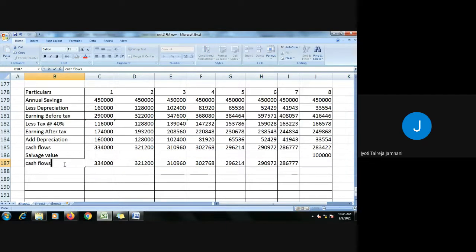So it will be a part of cash flows. Salvage value is received only once in the lifetime, that is at the end of the life of the machine or the end of the life of the project. So here it will be 2 lakh 83,422 plus 1 lakh, that is salvage value. 3 lakh 83,422 will be the cash flow for the last year. Till here, any doubts? Anybody, please ask.